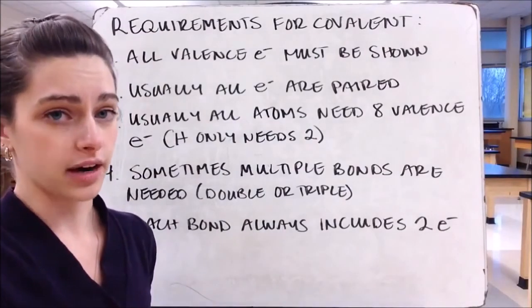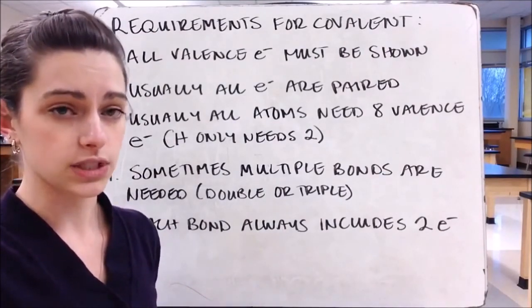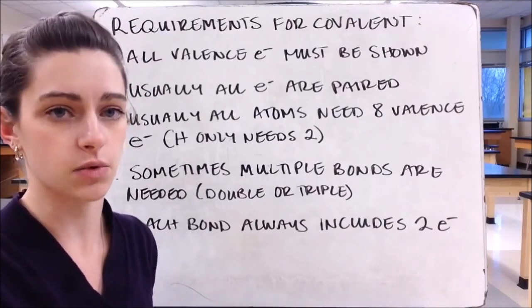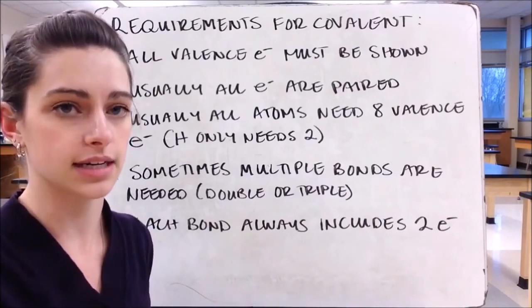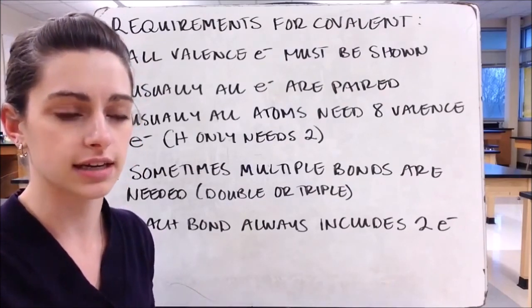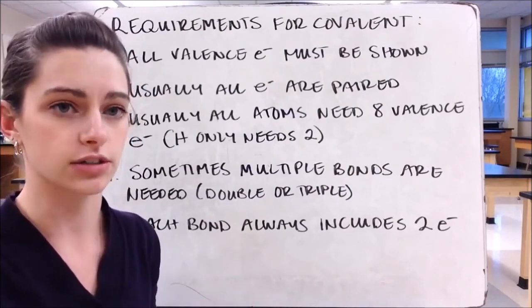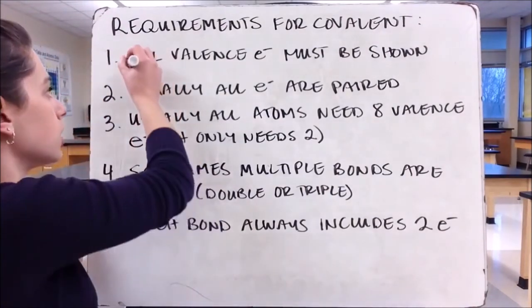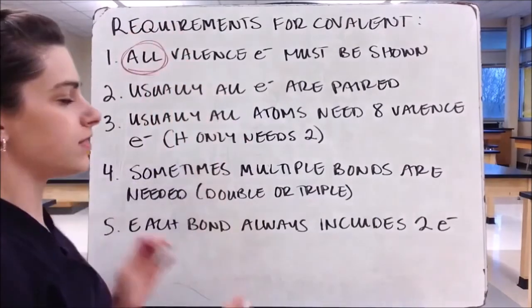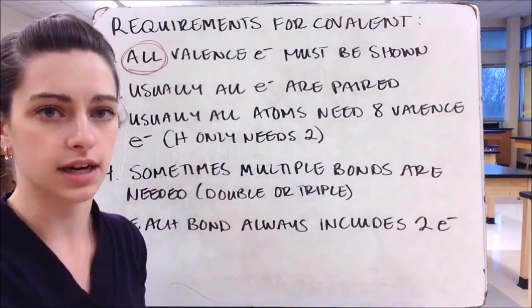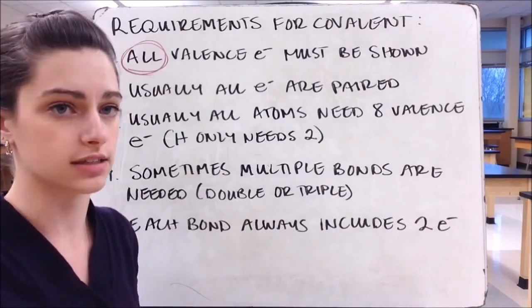So there are a lot of requirements and there are a lot of rules, and this comes through practice and process, and it'll get easier and easier the more we do it, but it's going to look pretty intimidating here at the beginning. But let's go through the requirements for a covalent compound, a Lewis structure, to be valid. First of all, we have to show all of the valence electrons. For all of the elements, all of the atoms in a compound, we have to show all of their valence electrons.